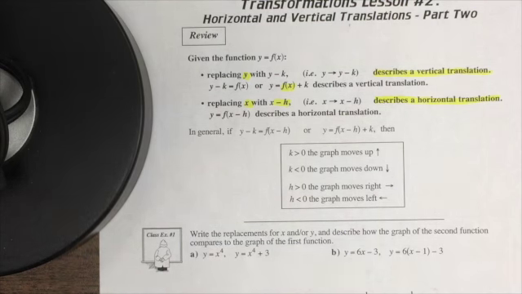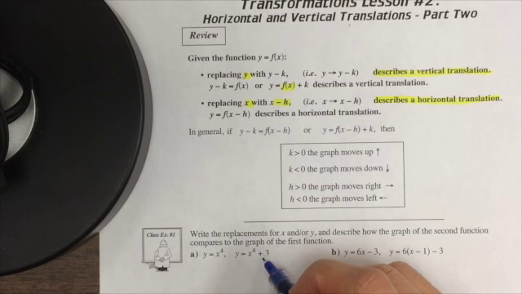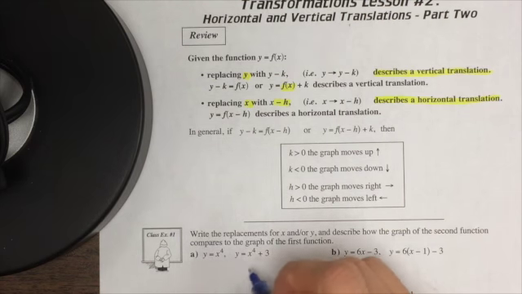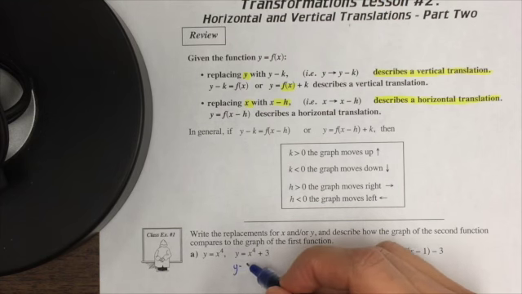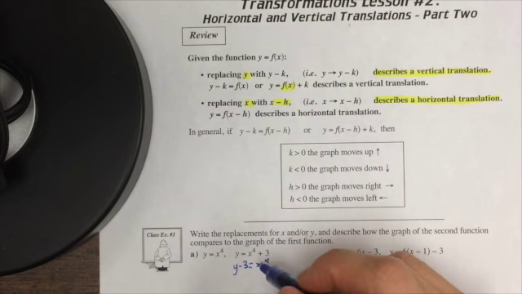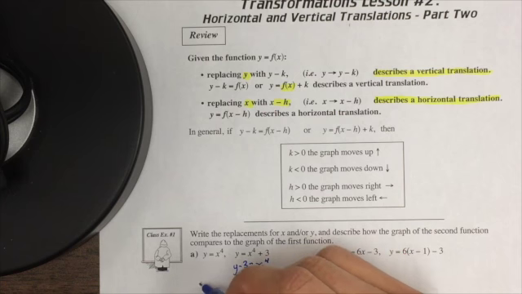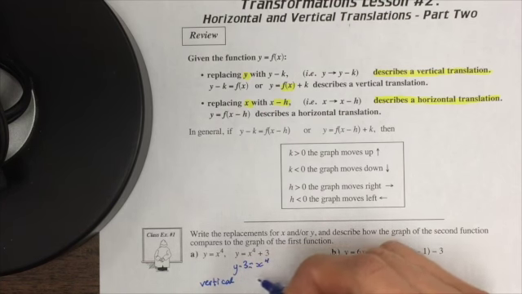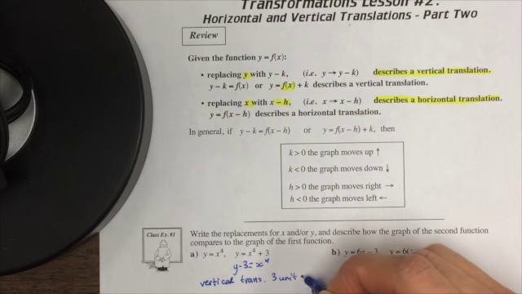Okay, so let's look at example number 1. If I have y is equal to x to the power of 4, and y is equal to x to the power of 4 plus 3, then this 3 here is going to result in a vertical translation. Because I could have this value acting on my y, in which case I could make it look like y minus 3 is equal to x to the power of 4. And so if I have x to the power of 4 plus 3, this is going to be a vertical translation, 3 units up.